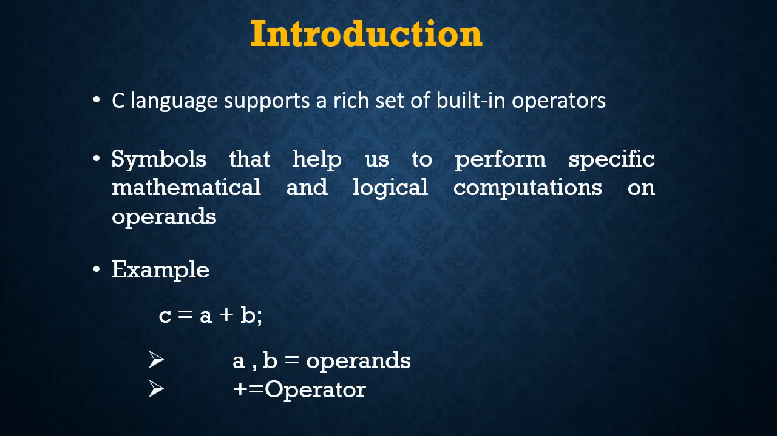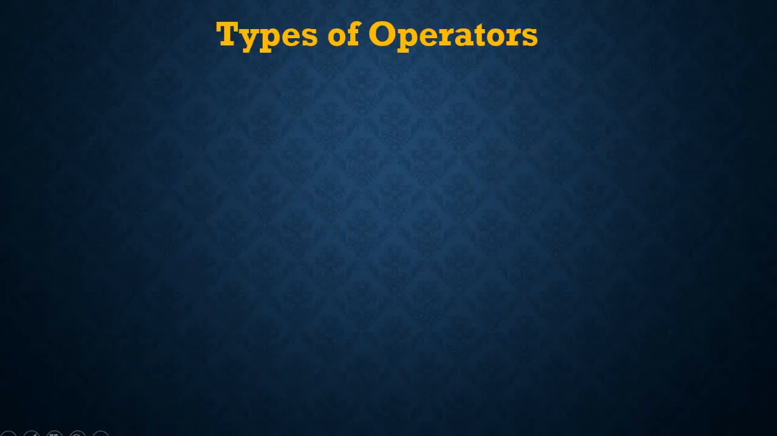Actually, what is an operator? An operator is a symbol that helps us perform specific mathematical and logical computations on operands. So, first we should know what an operator and an operand are. The difference between these two, let me explain with an example. C = A + B. Here C, A, B are variables, and in this expression A and B are operands and plus is an operator.